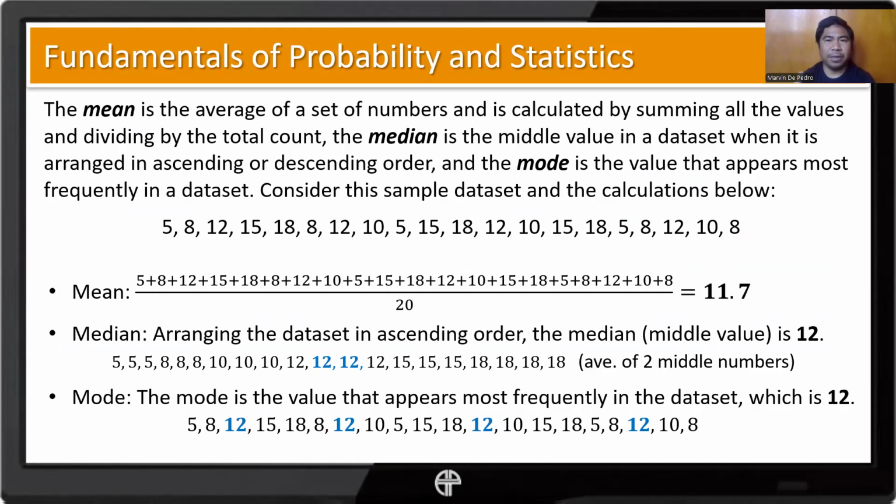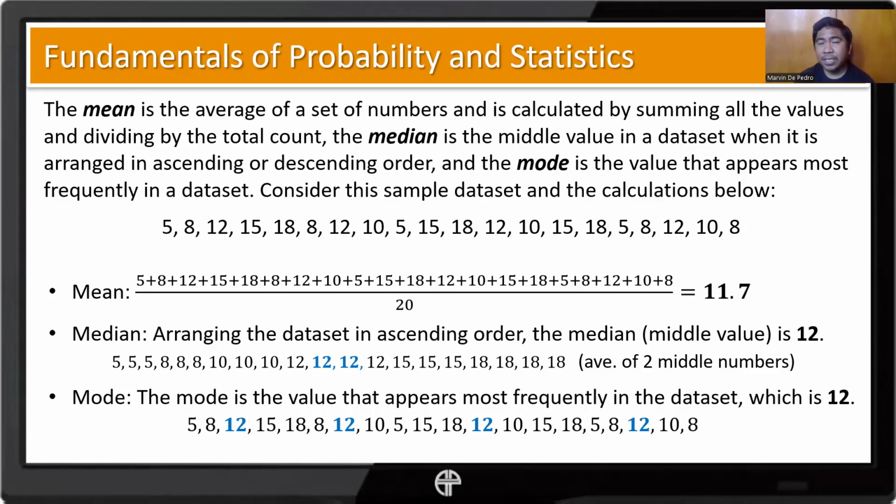Now, let's have a quick illustration of what the mean, median, and mode actually do, or what they look like. The mean is the average of a set of numbers, and it is calculated by summing all the values and dividing by the total count. For example, if we have this data set with the values 5, 8, 12, 15, up to the last one, we add them together and count how many there are. We actually have 20 values, so we divide by 20. For that data set, we have a mean of 11.7.